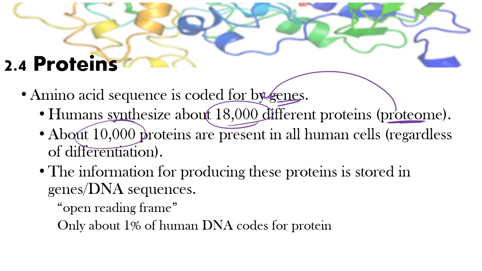The information for producing those proteins, of course, is coded for in the genes and the DNA sequences. Interestingly, only about 1% of our human DNA codes for protein. We call that the open reading frame. The rest of our DNA does other stuff. We didn't always know what that other stuff was, so for a long time, when I was in school, we called it junk DNA. We know now that it's not junk. It does have a lot of functions, but there's really only like 1% of our DNA that actually codes for protein. Only about 1% is known as the open reading frame.